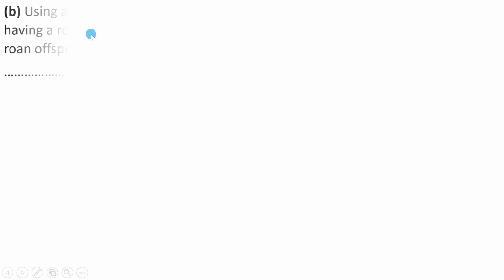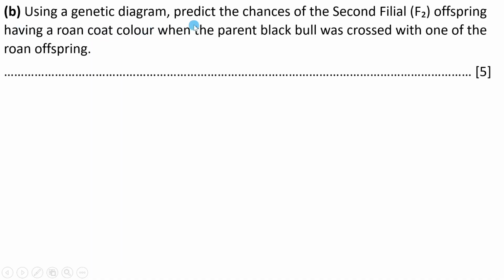So we go to B: using a genetic diagram, predict the chances of the second filial, F2, offspring having a roan coat color when the parent black bull was crossed with one of the roan offspring. Second filial means after the first generation, then the second generation.